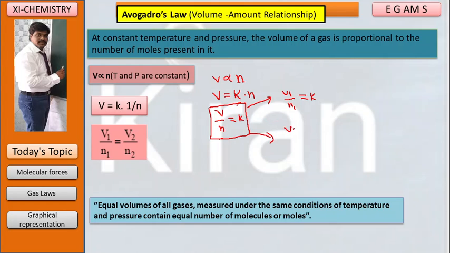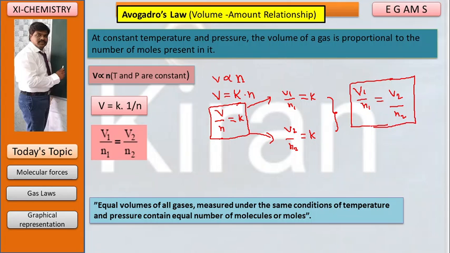In the same way, V2 by n2 is also equal to the same constant. Based on both equations, you can write V1 by n1 is equal to V2 by n2. This formula is used to calculate numericals. Before the experimental condition we have the initial volume and initial number of moles, and after it the final volume and final number of moles. That is the reason V1 by n1 is equal to V2 by n2.